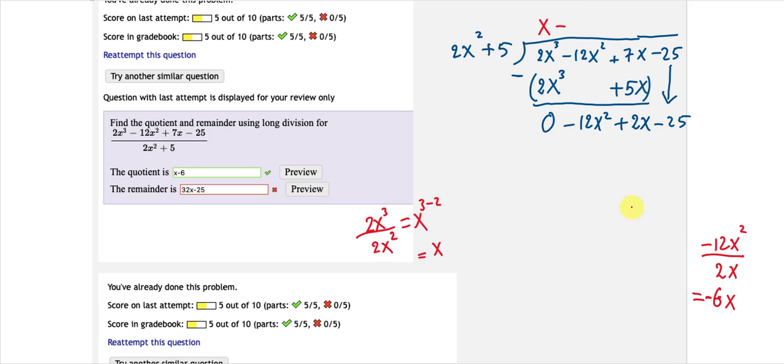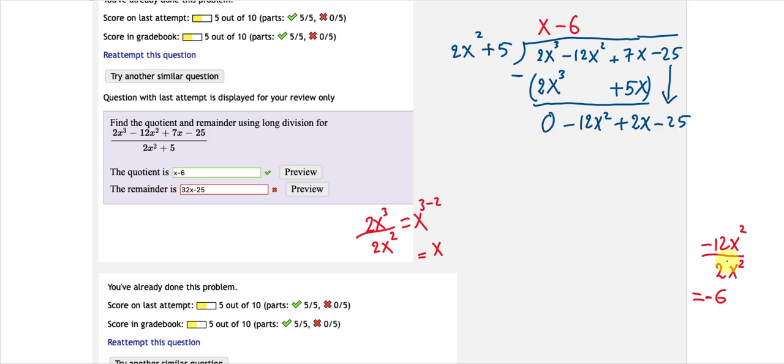Oh sorry, here this is 2x squared, right? So x squared and x squared they cancel. So you just have minus 6. Minus 6 here only. Okay? We take the first term, divide by the first term, 2x squared. The 2x squared they cancel out, so you have minus 6. So minus 6 go to here.